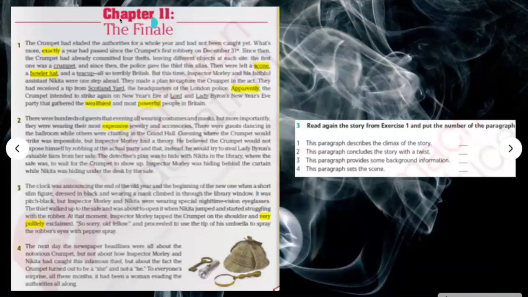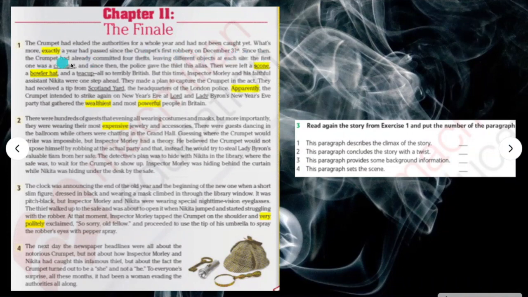So let's read it. Chapter 2, the finale. Number 1. The Crumpet Cat eluded the authorities for a whole year and had not been caught yet. What's more, exactly a year had passed since the Crumpet's first robbery on December 31st.